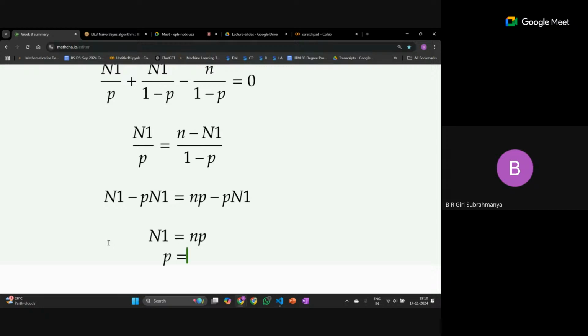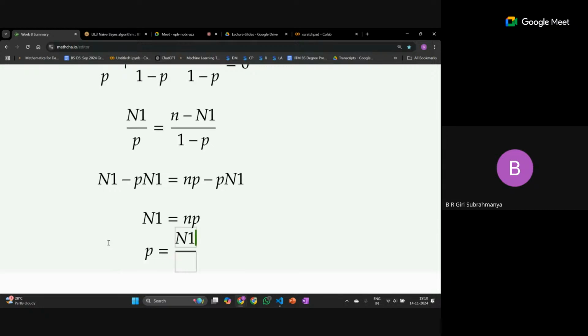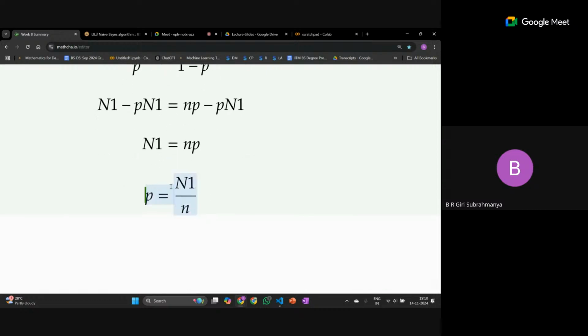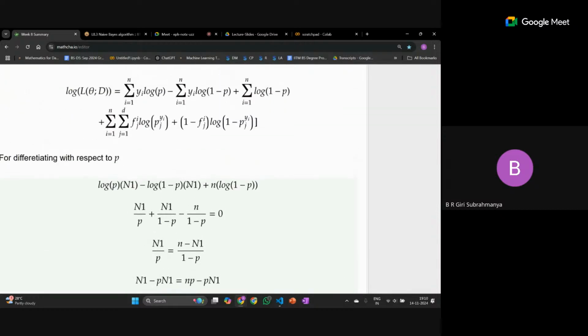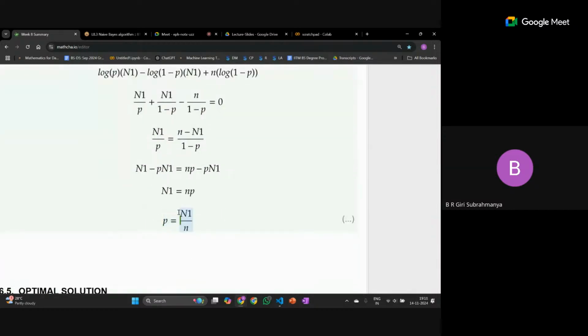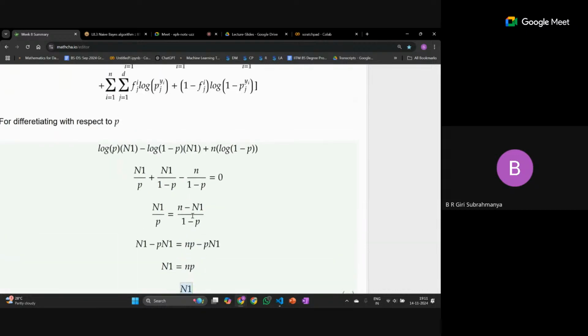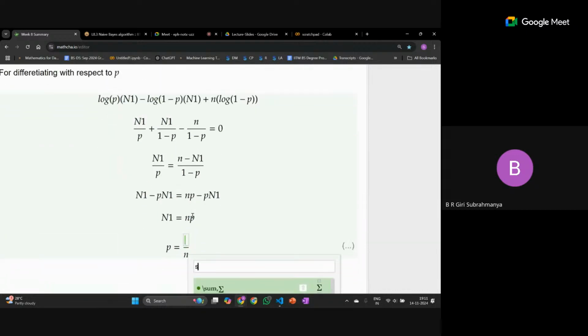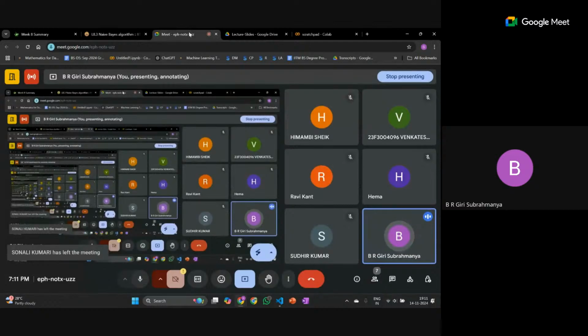So p is nothing but n1 by n. All right, which is your fraction of ones. This is nothing but your fraction of ones, which is given by the summation of yi, i equal to 1 to n. You're adding the labels of all the data, which is your fraction of ones. All right, did you all understand?